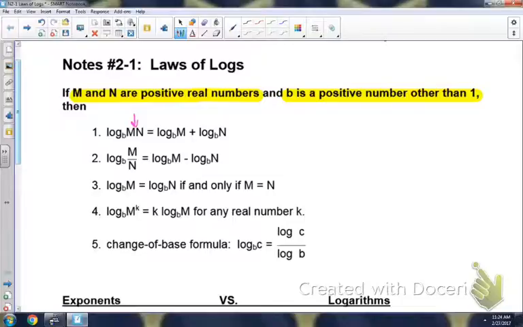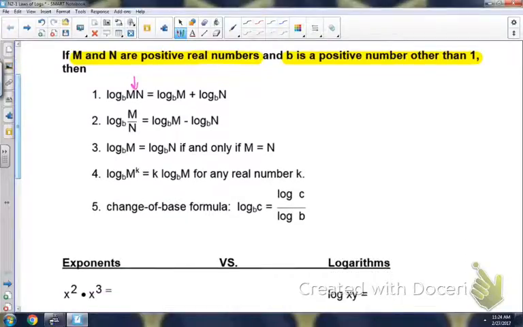On 3, if the log base b of m is equal to log base b of n, all you have to do is set your m equal to n. So you can just drop those logs because you know that they are equal. That's what that equal sign means in the middle.